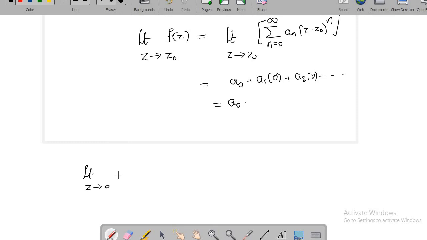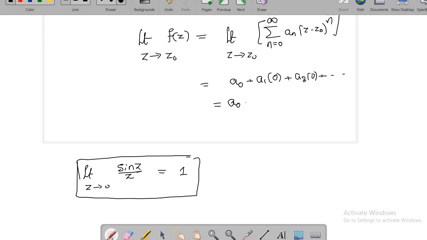Limit z goes to 0, sin z by z. And what do you know? This is nothing but limit sin z by z, which is 1. Or you can apply L'Hospital rule as well: cos z by 1, cos 0, that is 1. Since this limit exists, it is equal to 1. Therefore, z equal to 0 is a removable singularity.